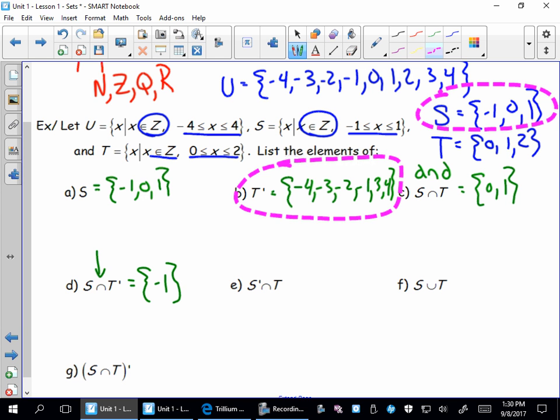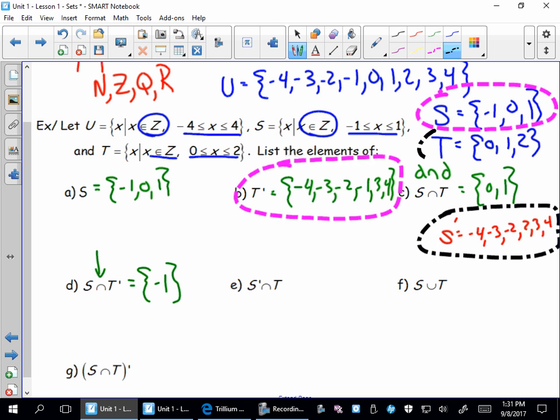Okay, how about the next one? S not and T. Now, I don't have a list of S not, but I could pretty quickly write it out. S not is the opposite of S. So I've got -4, -3. It helps sometimes to write them out just so you can see the parts you're dealing with. S included -1, 0, and 1. So what else was left? There's still a 2, a 3, and a 4. Okay, I'm looking for things that are, what am I asking for? S not, that's this one, and T, that's this one. What shows up in both of those things? Looks to me like just the number 2. I don't see anything else that shows up in both of those.